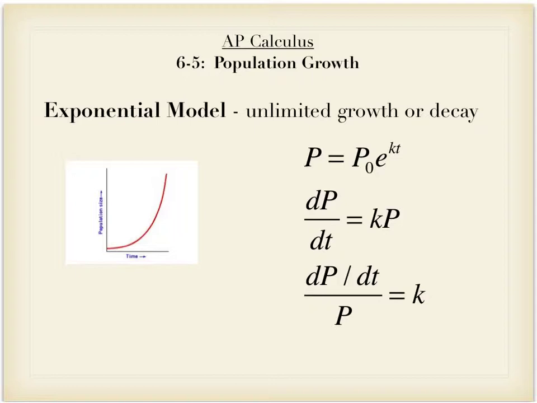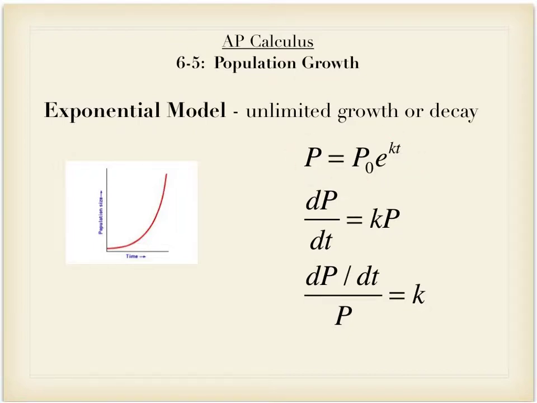We saw this last lesson. We've used it a little bit. Here we are slightly different in that we're talking about populations instead of just strictly exponential growth. But the idea here is that it's unlimited growth. As you can see by this graph, the population keeps rising. If it was exponential decay, the population would keep declining.